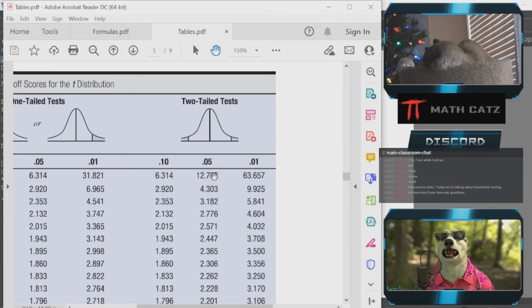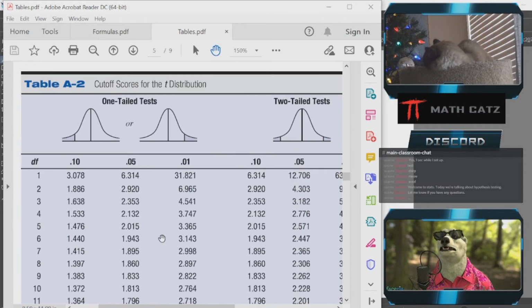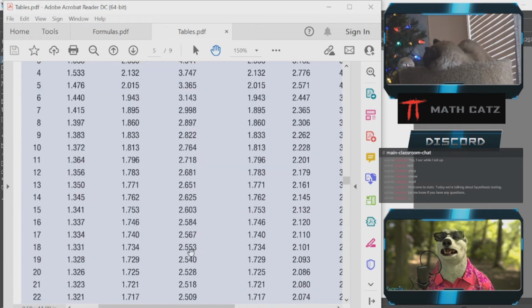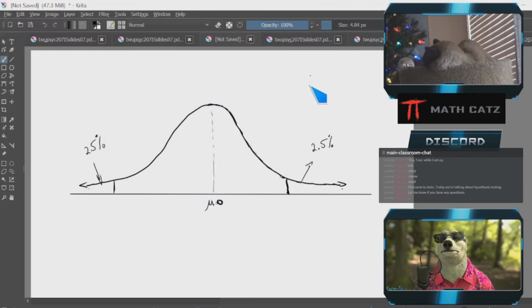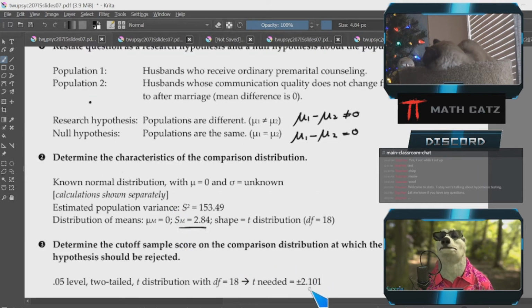We go look in our two-tailed t-distribution table, 5%. Now I have to go see the degrees of freedom was, I think it was 18, right? 18, and I get here 2.101. 2.101 and negative 2.101. That was on the slide. Good.